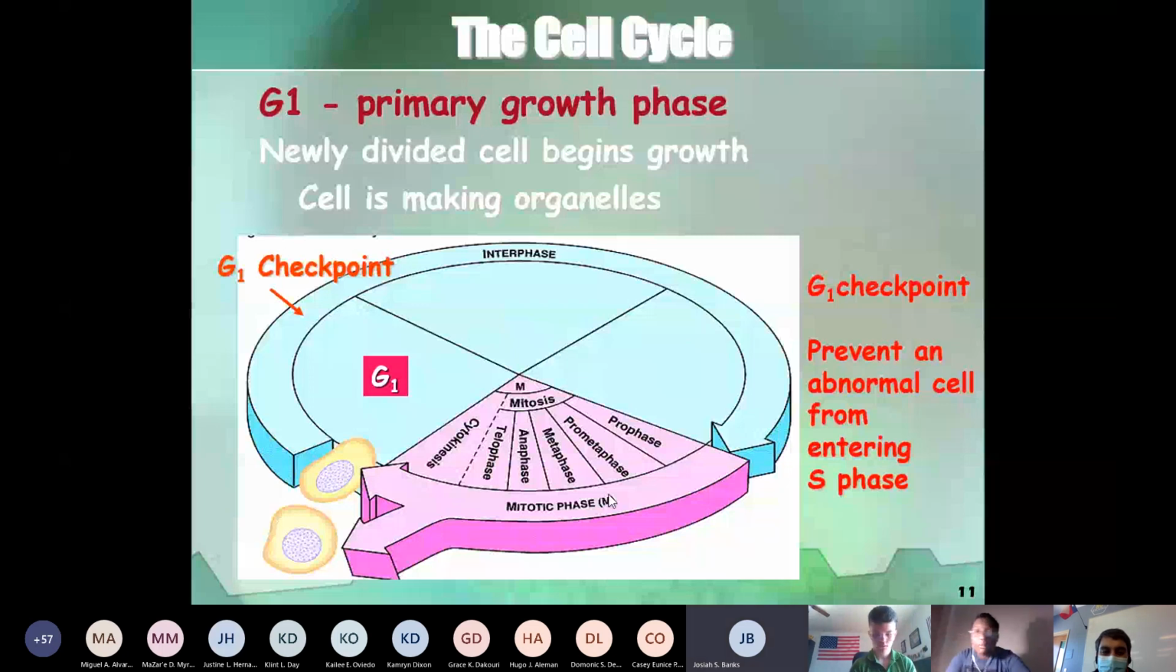Because it's in the starting production of a new cell. Very good. And so why is it important then that the checkpoint be there before DNA copies itself?